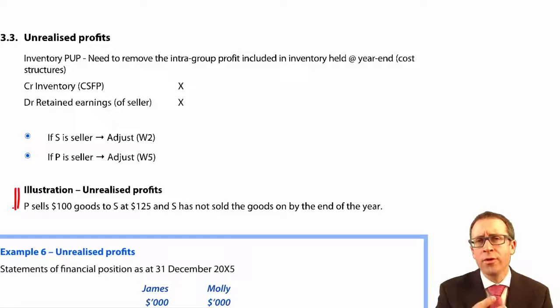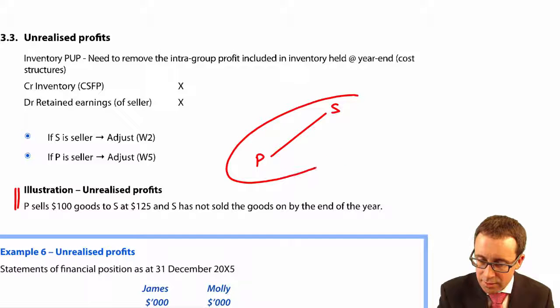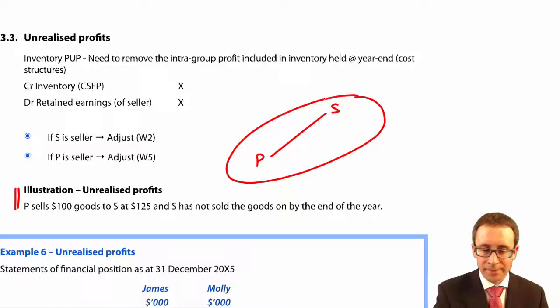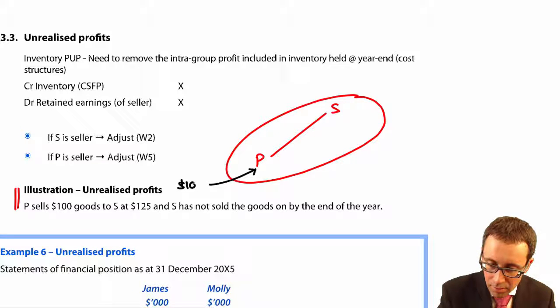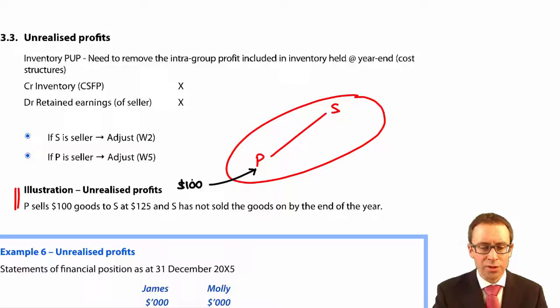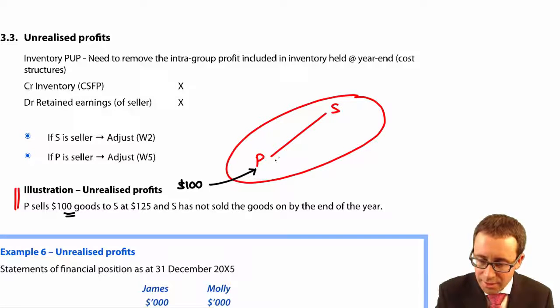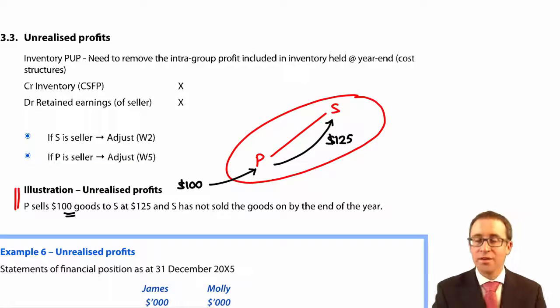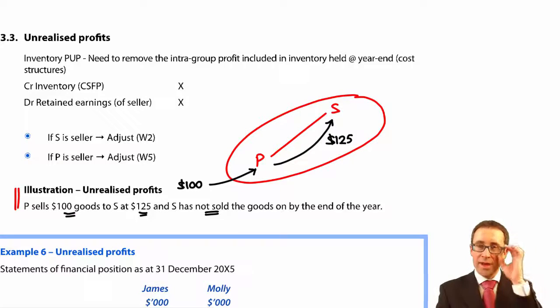Because remember, what we're going through and doing and looking at is the single entity concept. So what you've got there is you've got P, you've got S, and there's my group, isn't it? Okay. And what you've got there is that P has got goods, hasn't it, originally, which cost $100. Okay. So it says P sells $100 worth of goods to S. Is it there at $125? And here, those goods have not been sold by the end of the year.